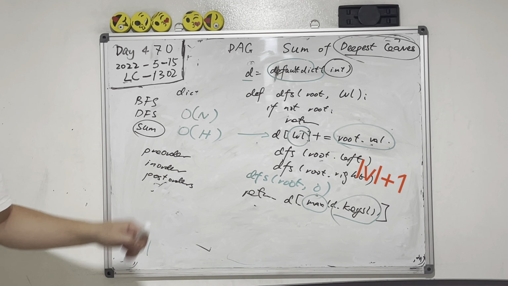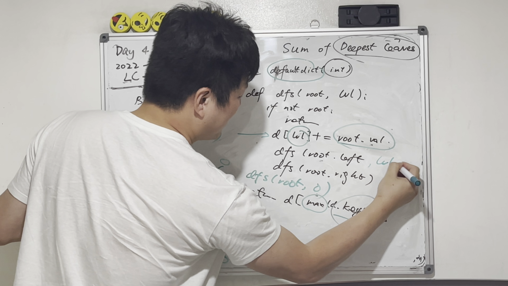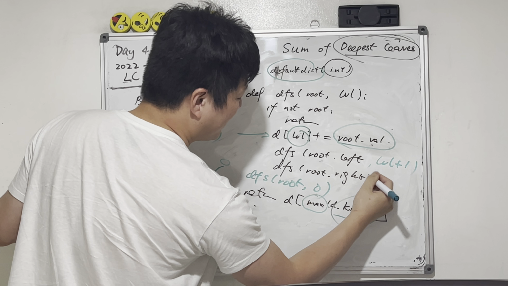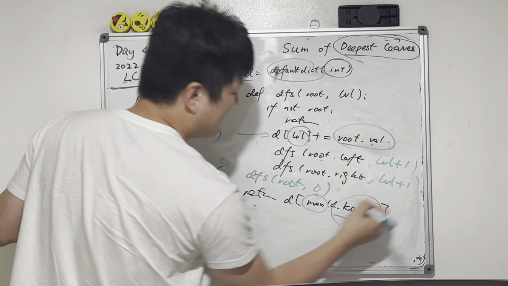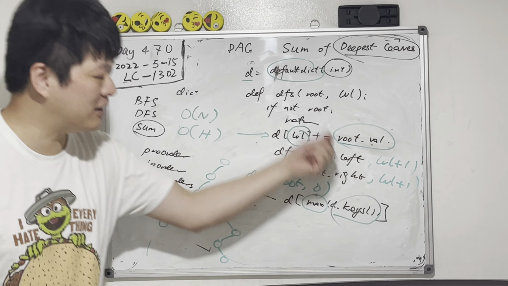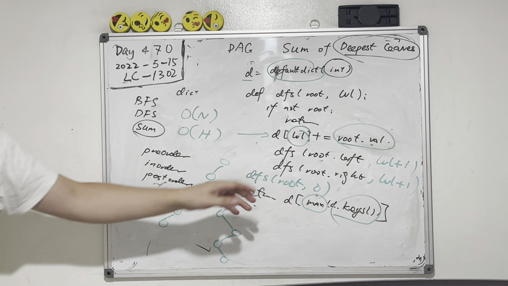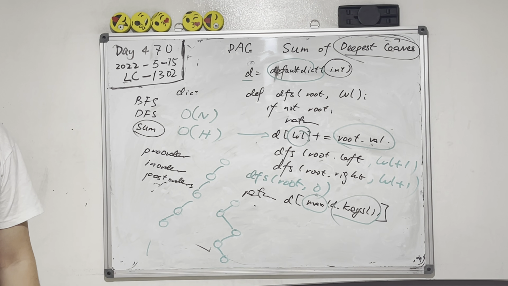Can you explain to me what this is? That's the level, so we are accumulating the sum for this level. Okay, there's another problem here: level needs to plus 1. I forgot this most important thing. Because we're going down, we need to increment the level, am I right?